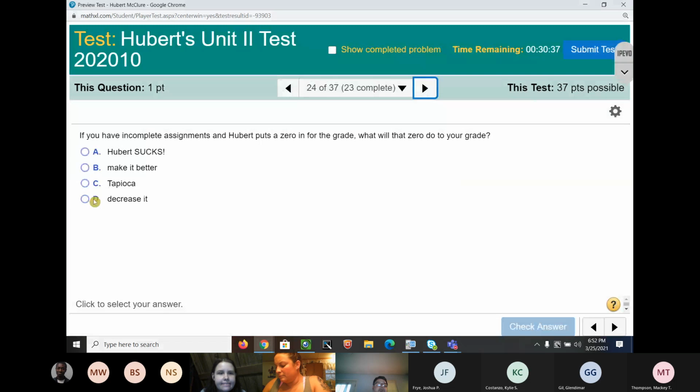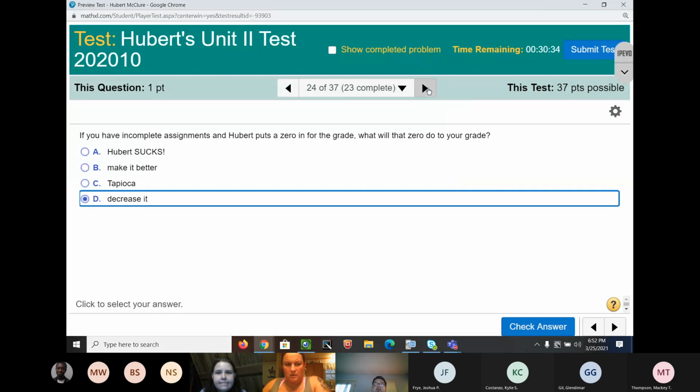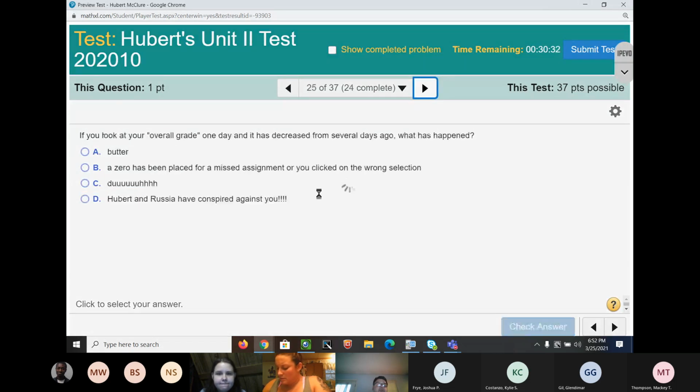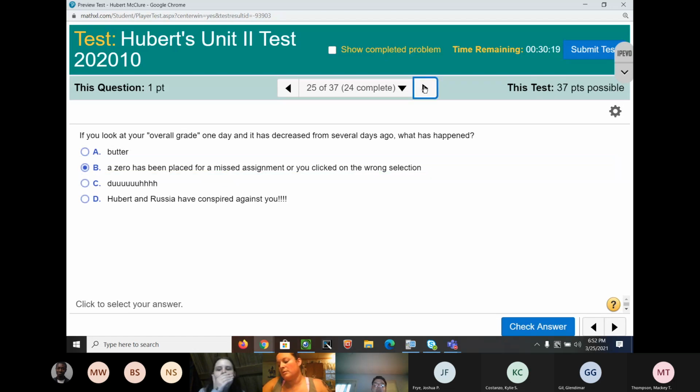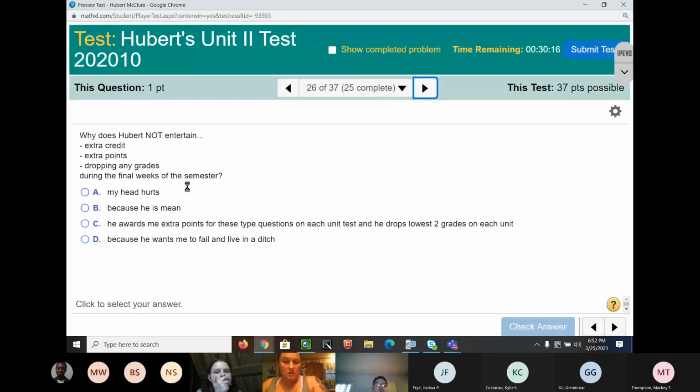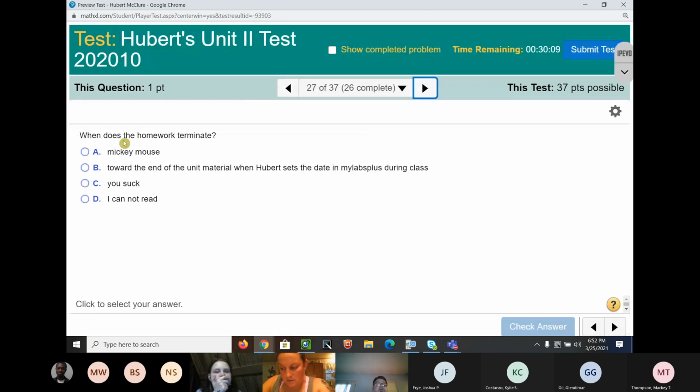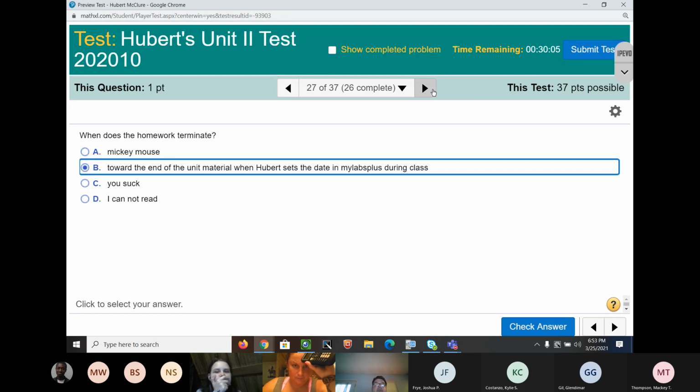And that would be decrease it. Zeros make your grade go down for those people that don't know that. And a 0 will make your assignment, if you missed an assignment or you clicked on the wrong selection. He awards me extra credit for these questions and drops the lowest 2 grades on each unit, toward the end of the semester or toward the end of the unit.